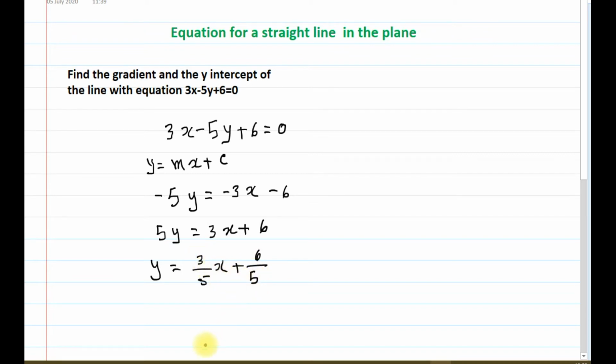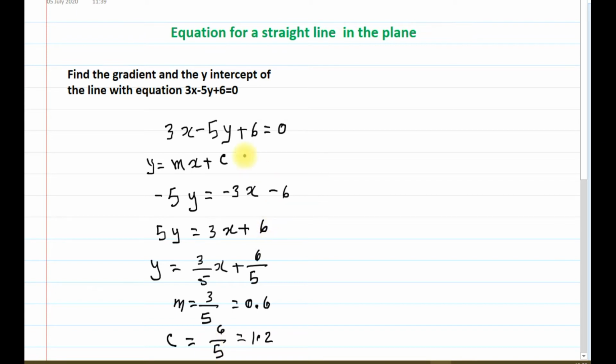So the gradient, in this case m, is equal to 3 over 5. And the y-intercept will be 6 over 5. If I multiply top and bottom by 2, this would be 0.6 and this would be 1.2 in decimal form.